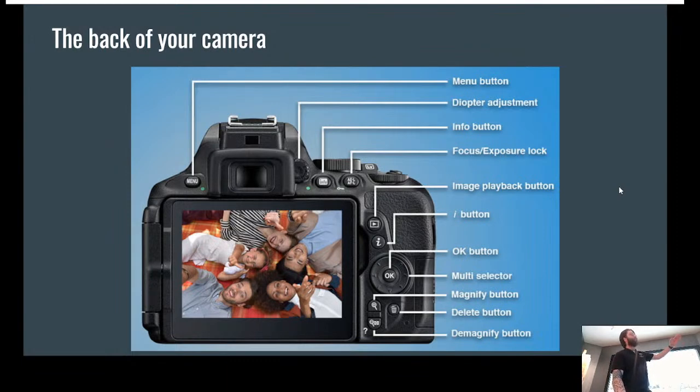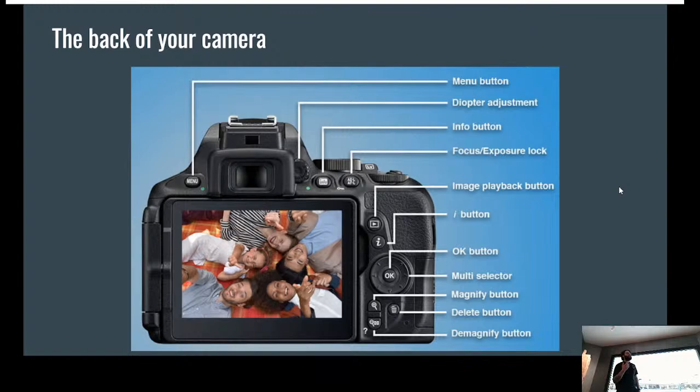From there, you've got your focus and exposure lock. So focus and exposure lock, the main purpose for this, and I always like to say it like this, is let's say you've got a family photo in front of you. You've got all the cousins lined up in front, and you're ready to take a nice big picture. Maybe you want to get closer and take some pictures of everybody, right? What you can do is you can click that focus exposure lock.